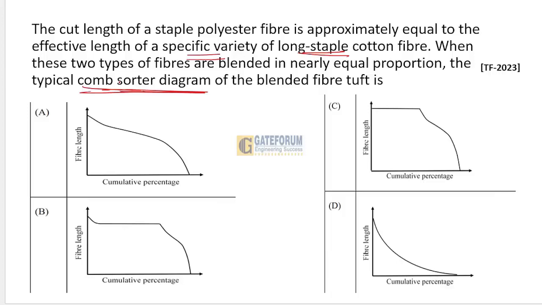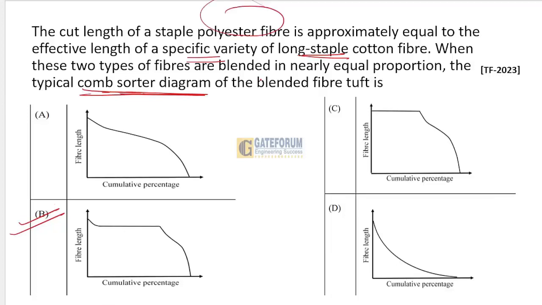If you see all these diagrams, then in option B only, the cut length of the fiber is the same, the fiber length is the same, proportionate to the polyester as equal to the cotton fiber. So option B is the correct answer. I think it is very much clear.